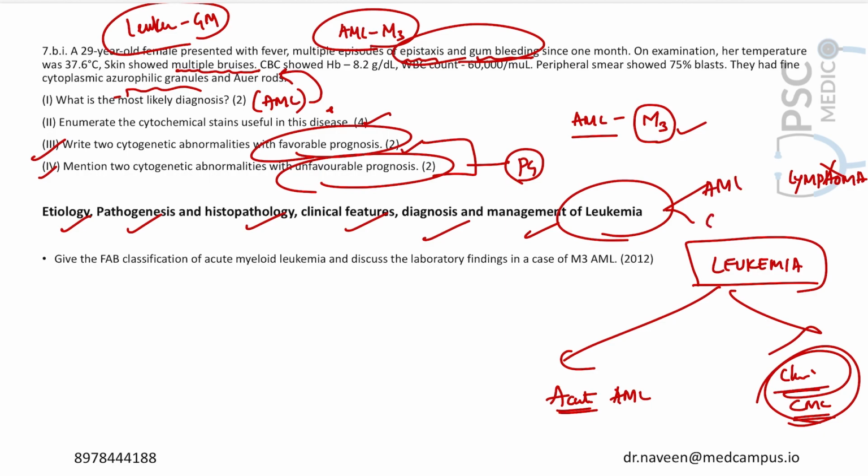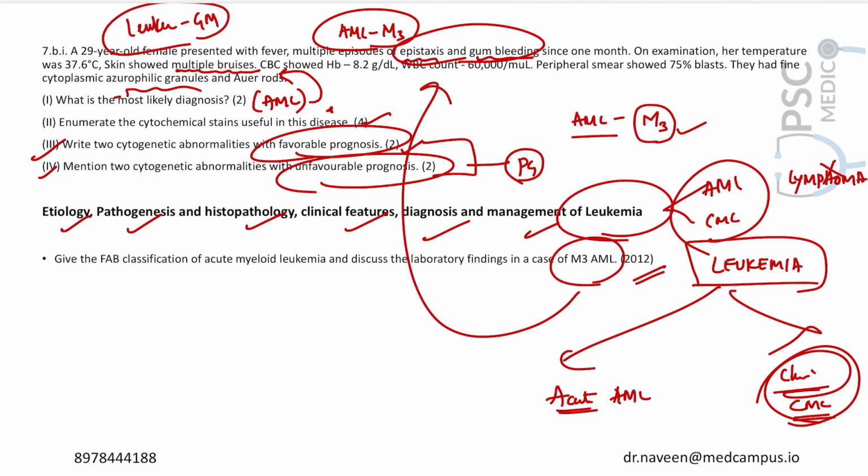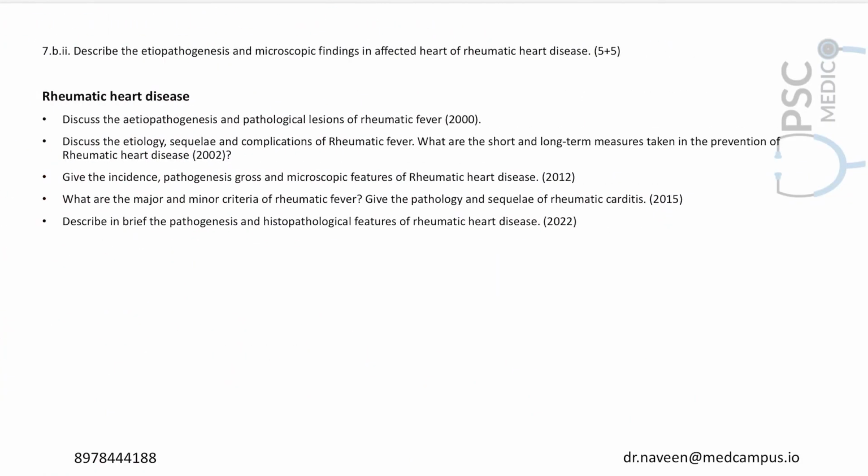In that, AML and CML are the two questions which are recently asked. In 2012, they did ask in detail about M3 AML. The same thing got repeated in a clinical way, Auer rods, azurophilic granules. And we did ask about AML M3 in detail in the test series also. If you have attempted the test series, you will understand this. And we did discuss this in the notes and videos.